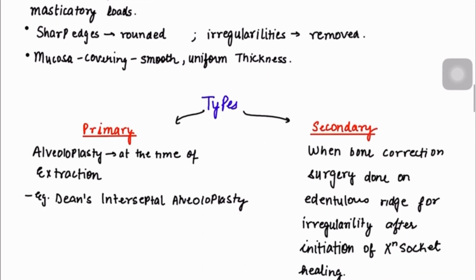There are two types of alveoloplasty. One is primary, that is, the alveoloplasty is done at the time of extraction. An example of this is Dean's interseptal alveoloplasty. And the secondary type is in which the bone correction surgery is done on the edentulous ridge after the initiation of the extraction socket healing.